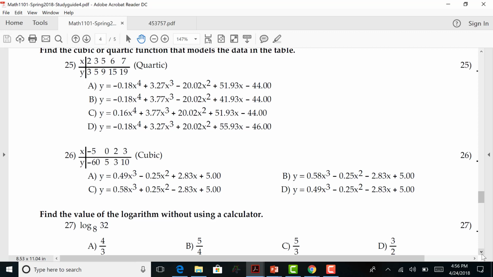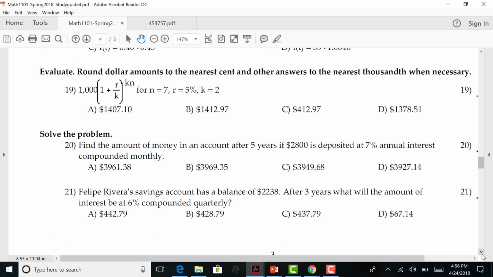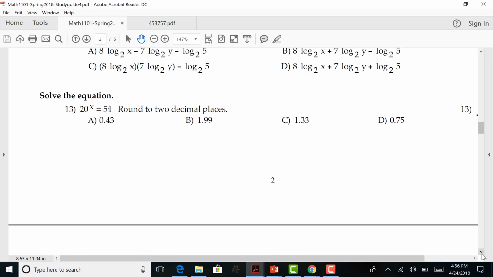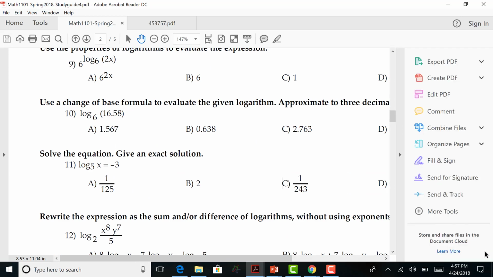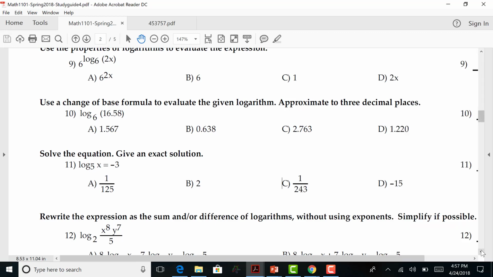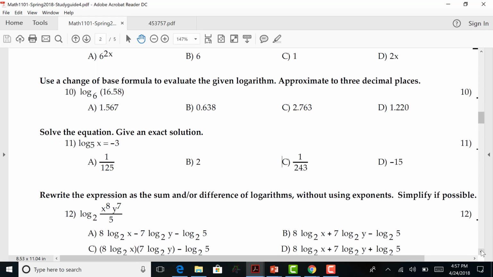Okay? All right, let me go back, there's specific ones that I want to make sure I get back to. Number 12, I want to use those properties and do number 12. Here's number 12. All right, number 12 says you've got log base 2 of x to the 8 times y to the 7th over 5. We're going to use those properties.